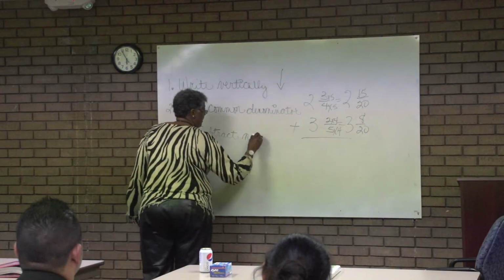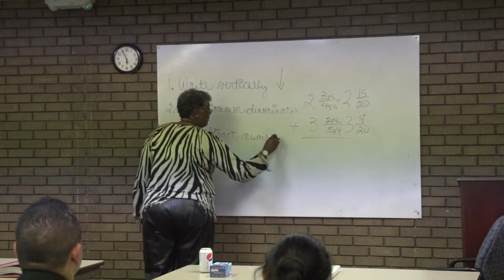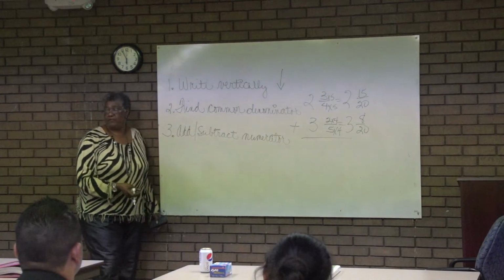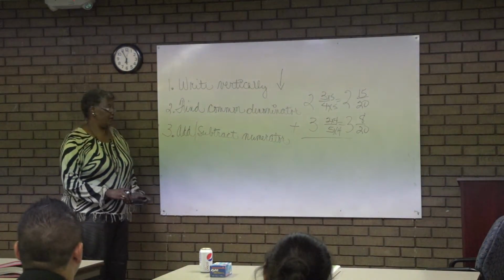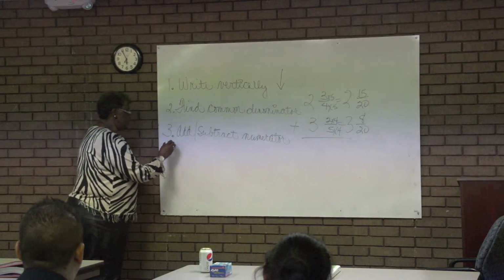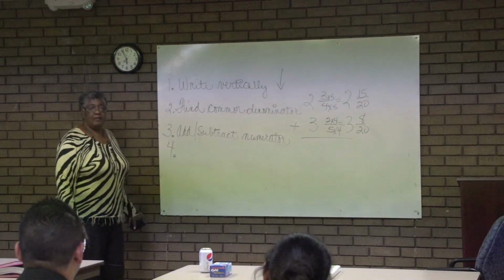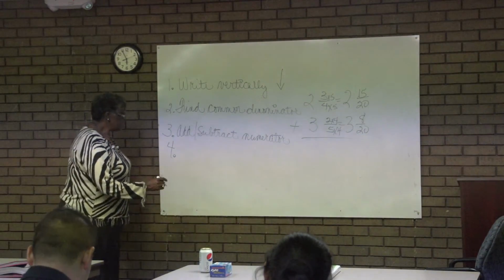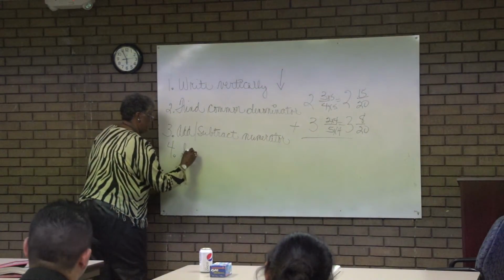Numerator, from the word number, it tells us how many. That's the top number. It makes sense because that tells us how many. It tells us the number of things you have is your numerator. And then the last thing you do in any of the processes is do what? Simplify or reduce your answer.